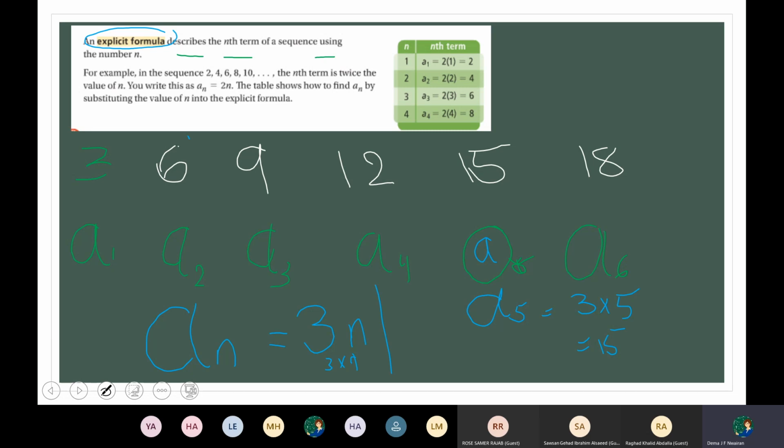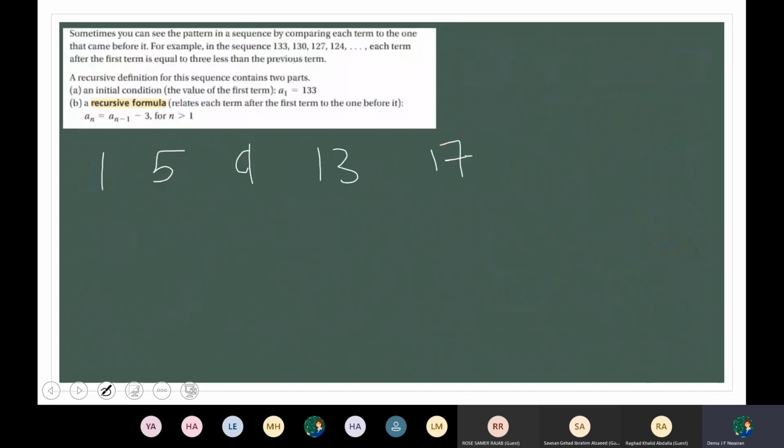So for the explicit, here we have 1, I multiply it by 3, I get 3. For 2, I multiply it by 3, I get 6. For 3, I multiply it by 3 and get 9. This is what we call the explicit. I try to find a relation between the number of the term and the term. But for the recursive, no. In the recursive, I just compare the second one with the previous one. I say 5 multiplied by a number gives me 1, or 5 subtract a number gives me 1.